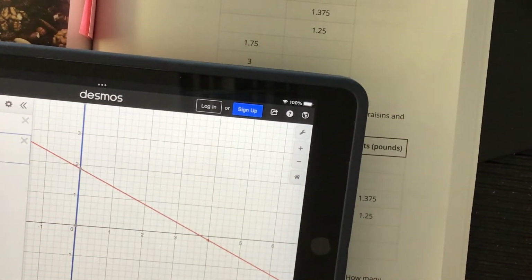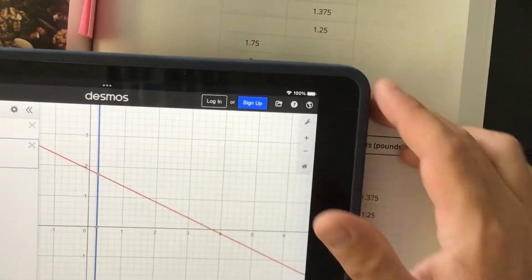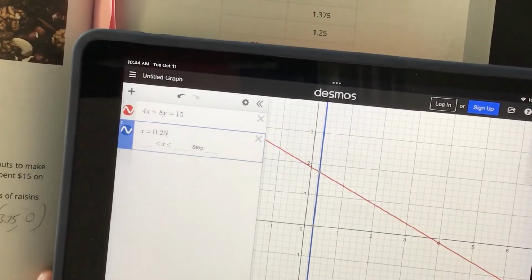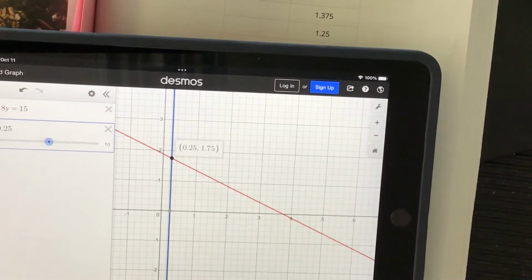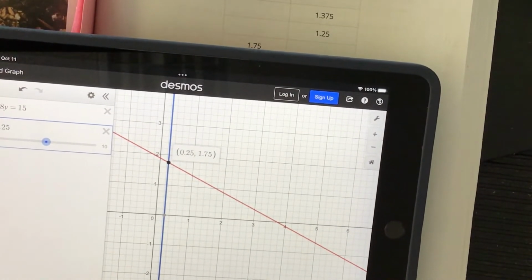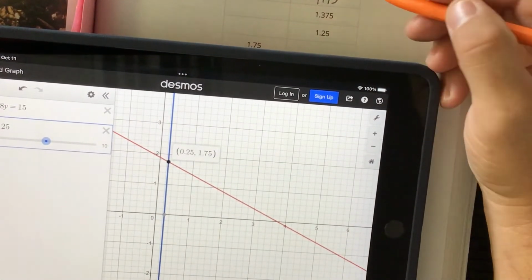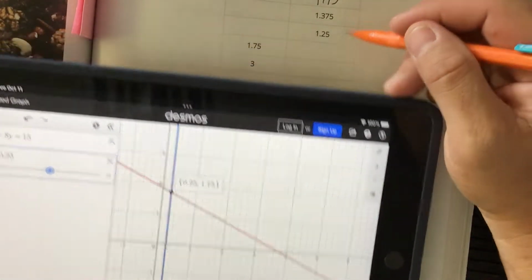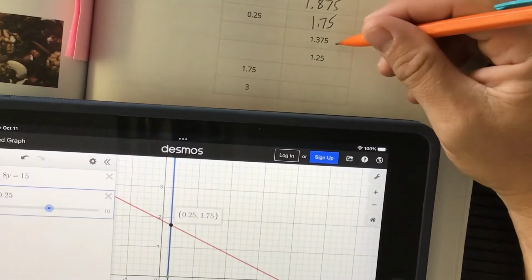I think I can just tell this thing to. Where does x equals 0.25? So I just typed in x equals 0.25. And there it is right there. 1.75. Next one, it gives me the y. Gives me the pounds of walnuts.